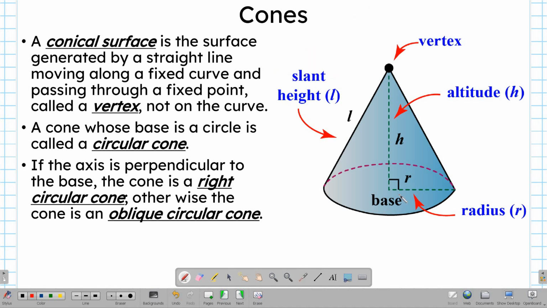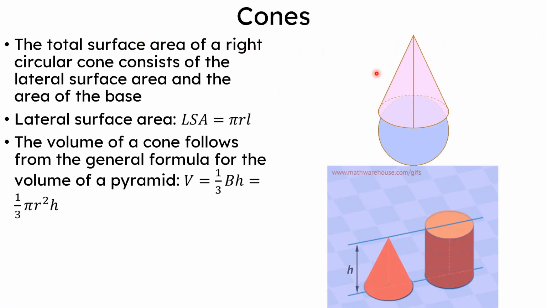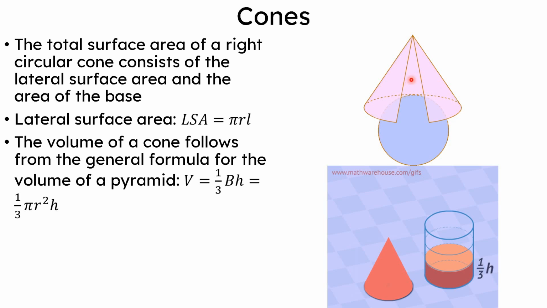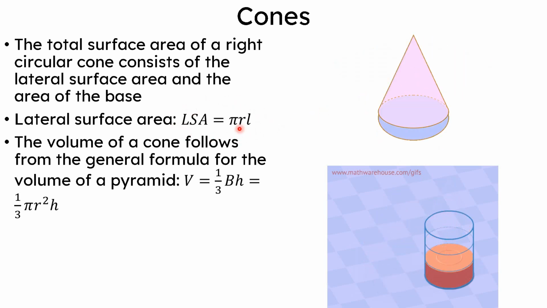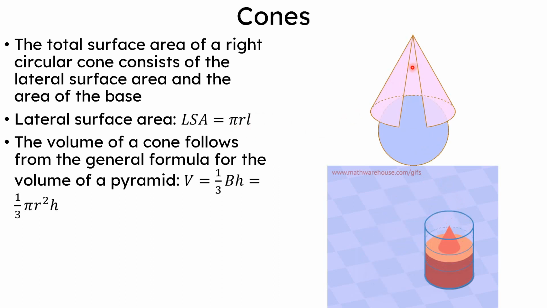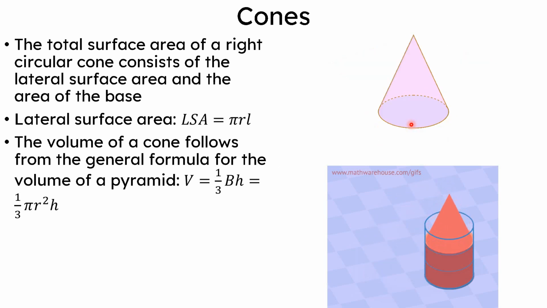If we have a circular base, then we have what we call a circular cone. If the axis or the height is perpendicular to the circular base, it's a right circular cone. Otherwise, it's an oblique one. Now, the total surface area of a right circular cone is composed of the lateral surface area, with the formula pi RL for its area. So the total surface area is this area plus the area of the circular base, which is pi r squared.